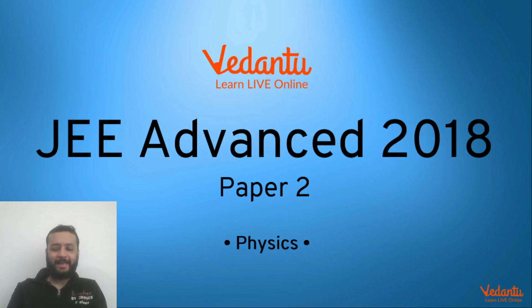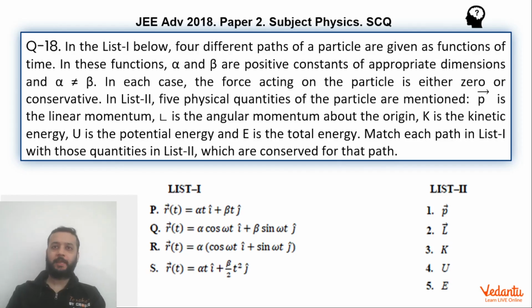Hi dear students, let's see this question that came in JEE Advanced Paper 2 Physics in the year 2018. The question is matrix match type. So basically we have got two columns, list 1 and list 2, and we have to match the entries in list 1 with list 2. The question is simple, not very difficult.